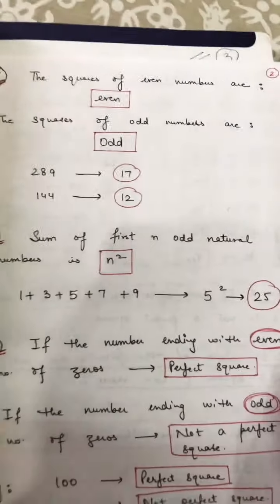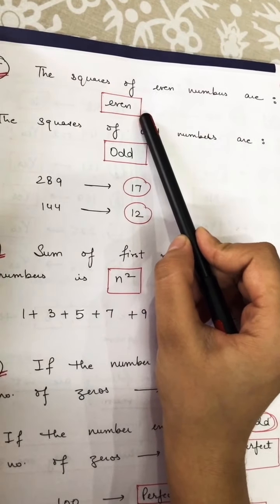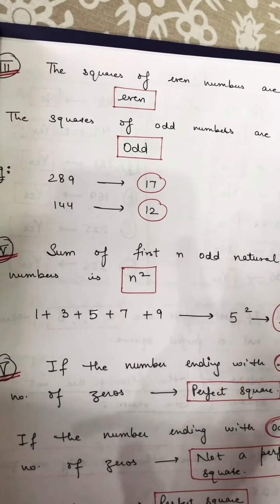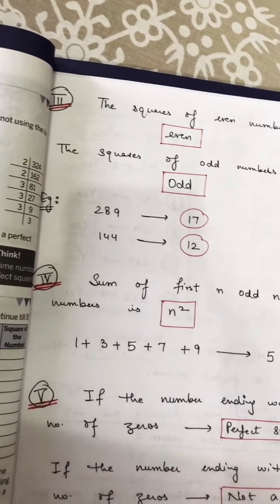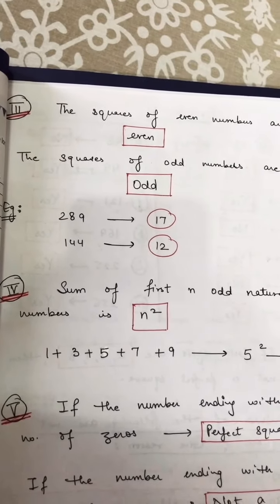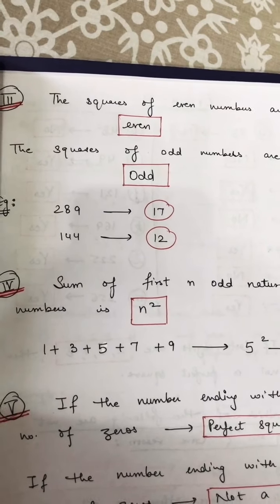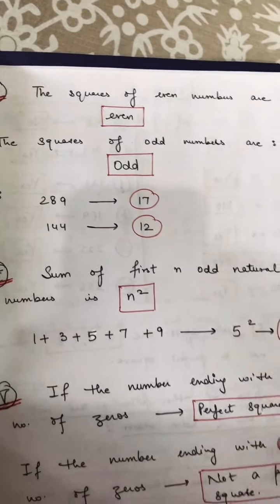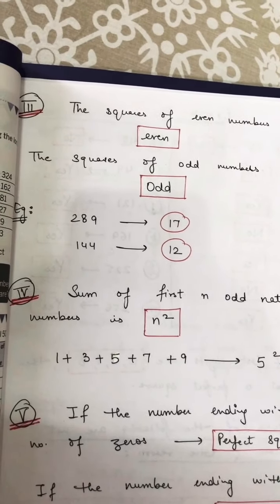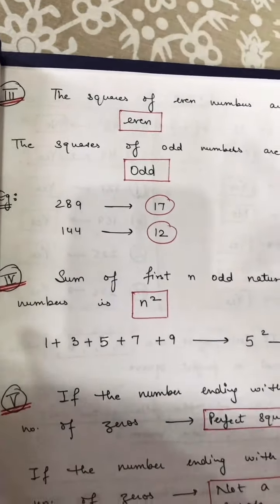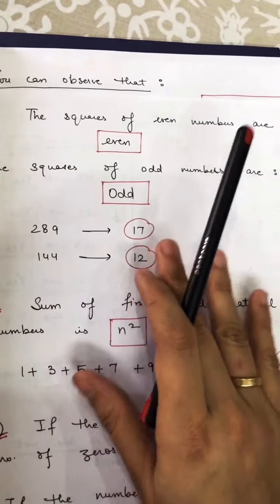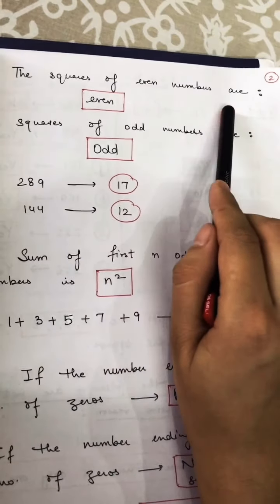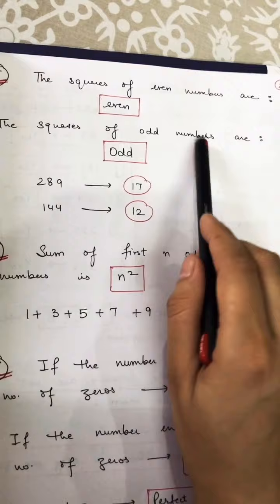Now the third rule is, the squares of even numbers are always even. If somebody has given you a number like 2, 6, 7, 8, 9, and they are asking whether the square of this number will be even or odd, you can estimate from the third rule that the squares of even numbers are always even and the squares of odd numbers are always odd.